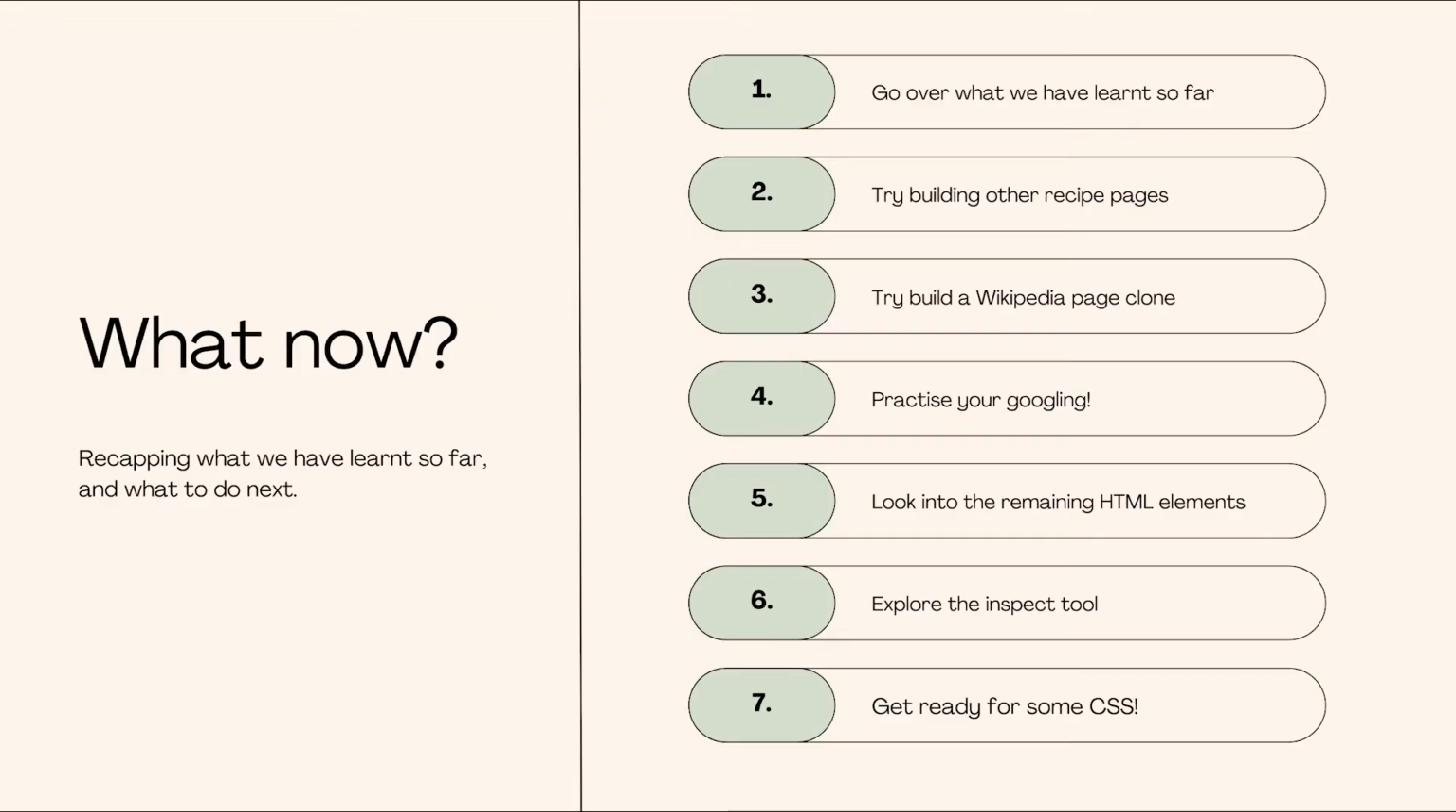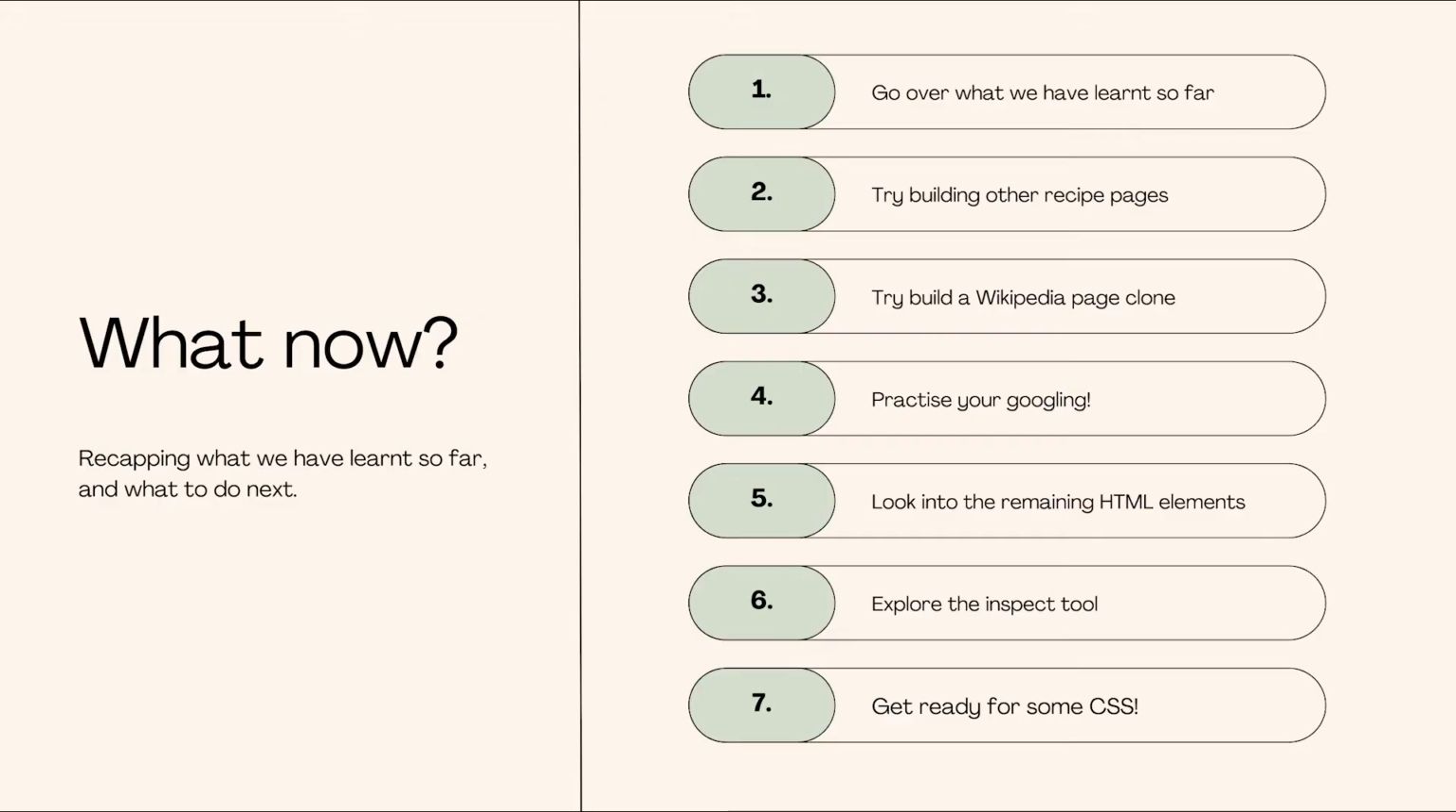Now, where to go next? Well, I would really strongly recommend going over everything we have learned so far and trying to build out another recipe page. Perhaps a different recipe than the one we previously did, and add it to your portfolio. Next, I would try to build a Wikipedia page clone. Similar to the format of the table tennis leaderboard, I would like you to use your knowledge of everything you've learned so far in order to build a Wikipedia page.